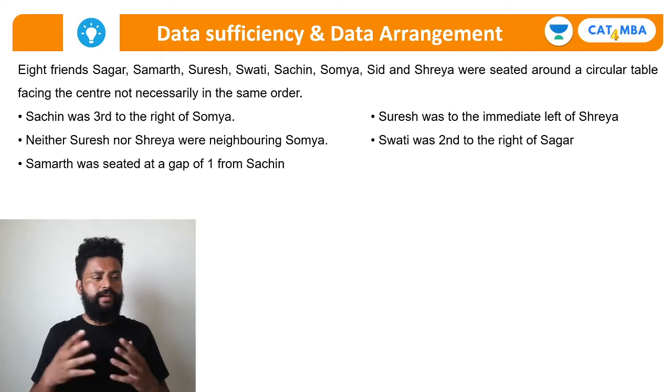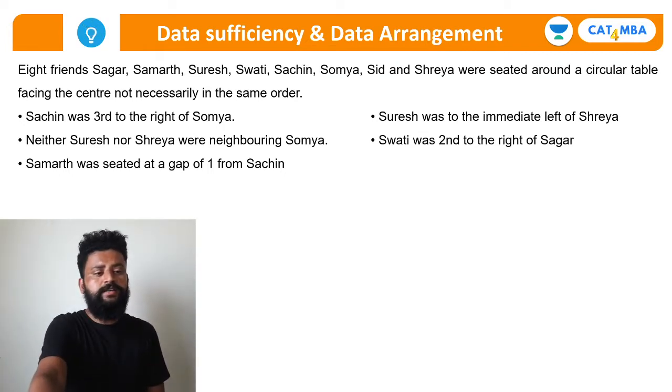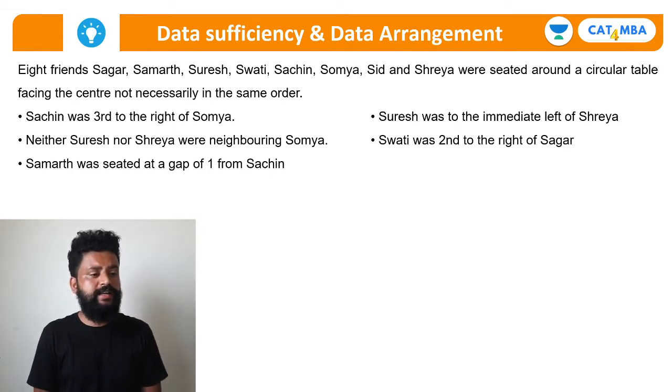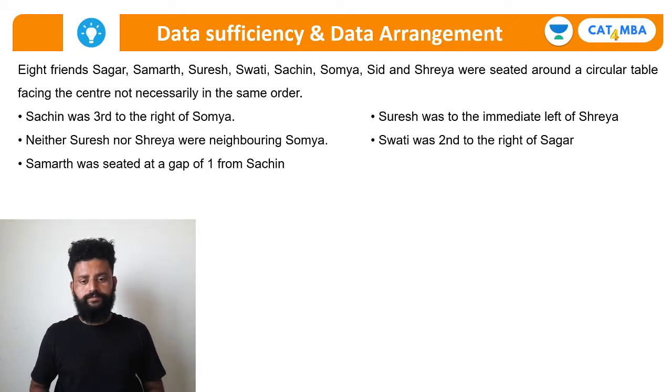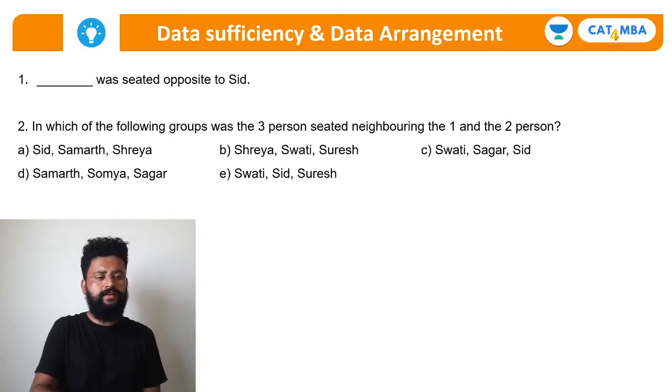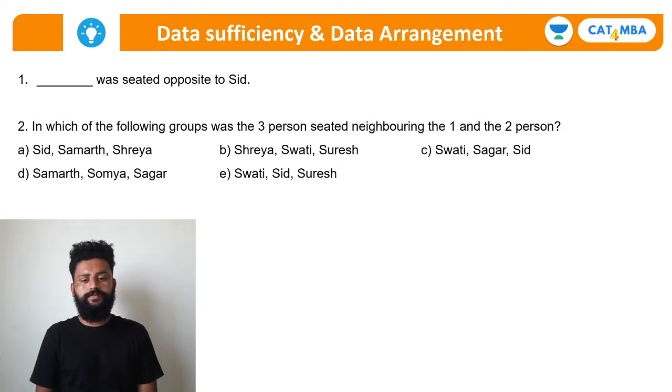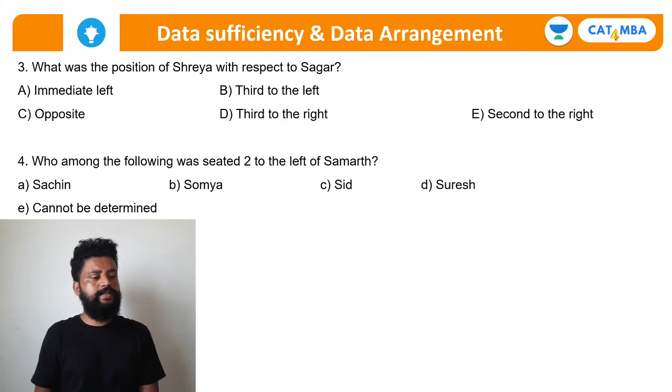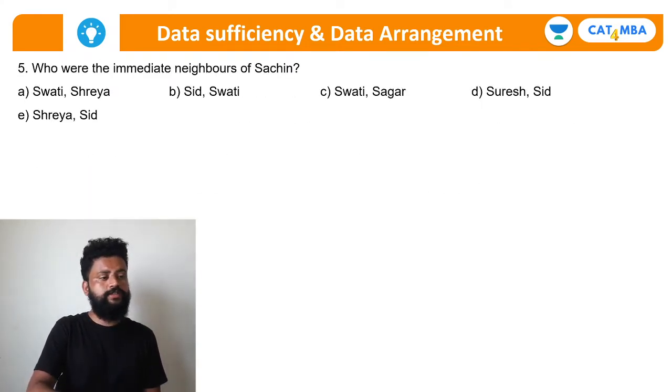So here's the question related to 8 friends: Sagar, Samarth, Suresh, Swati, Sachin, Soumya, Sid, Shreya were seated around a circular table, facing the center, not necessarily in the same order. Sachin was third to the right of Soumya. So 8 friends at a circular table. Let's have a quick look at the questions. On this set we have 5 questions in total.